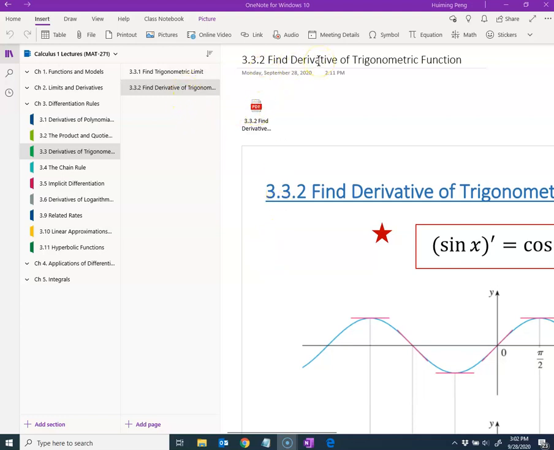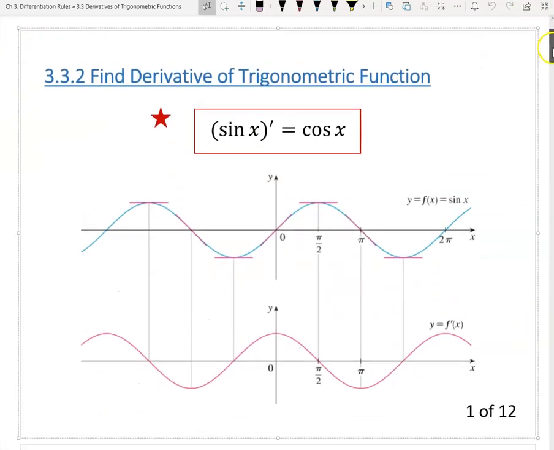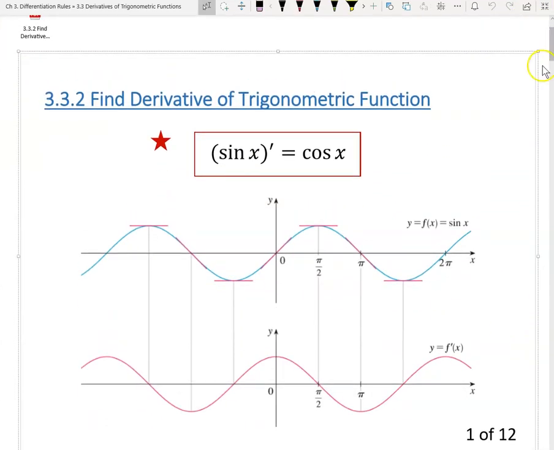In this video, we are going to deal with the derivative of trig functions. Let's go see the material. And from trigonometry, everyone remembers, we learned 6 types of basic trig functions, right?